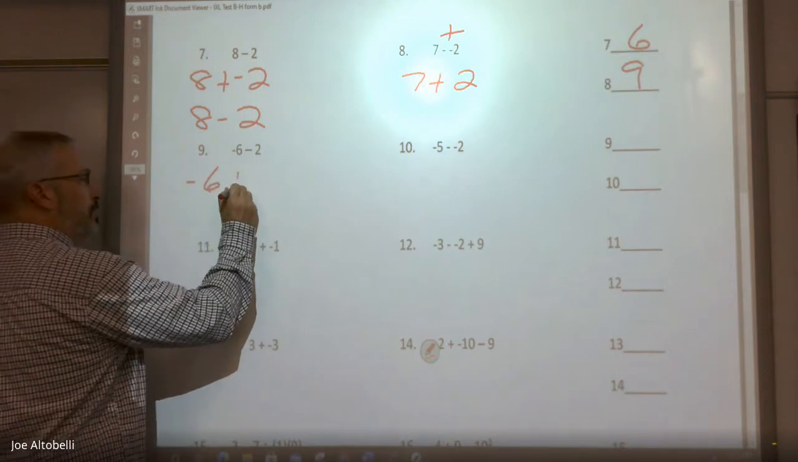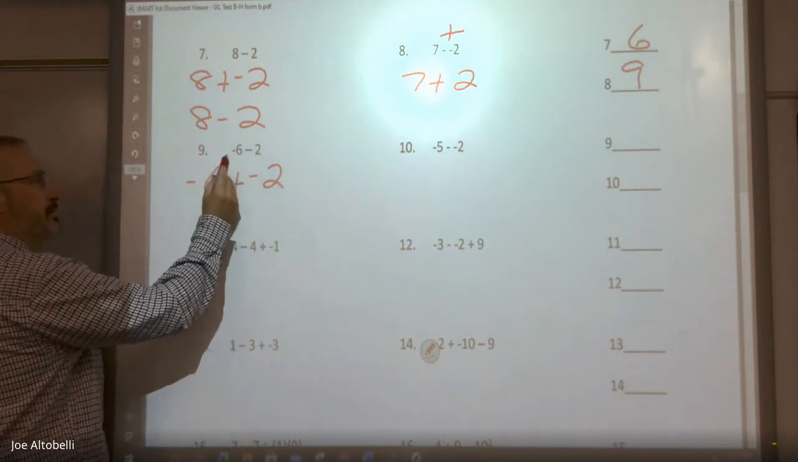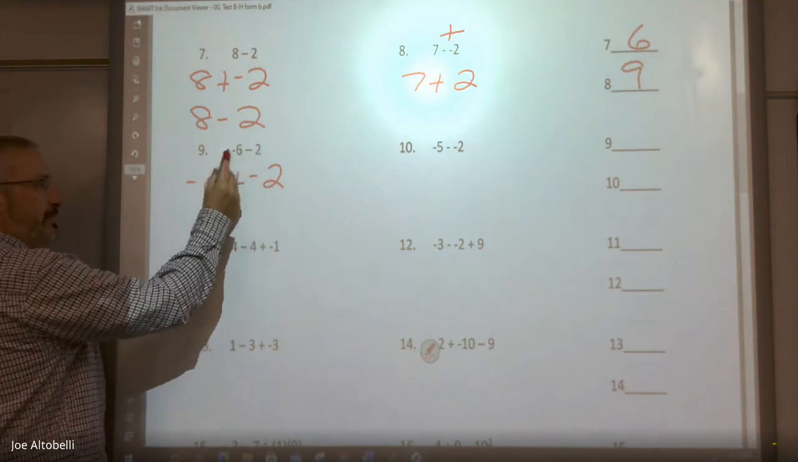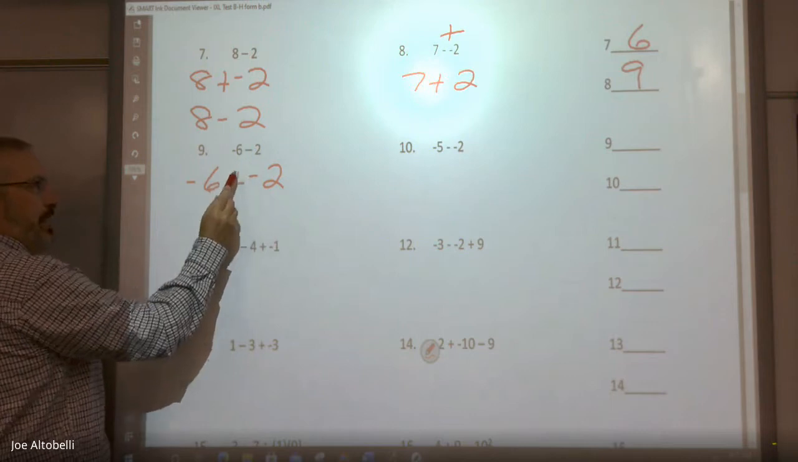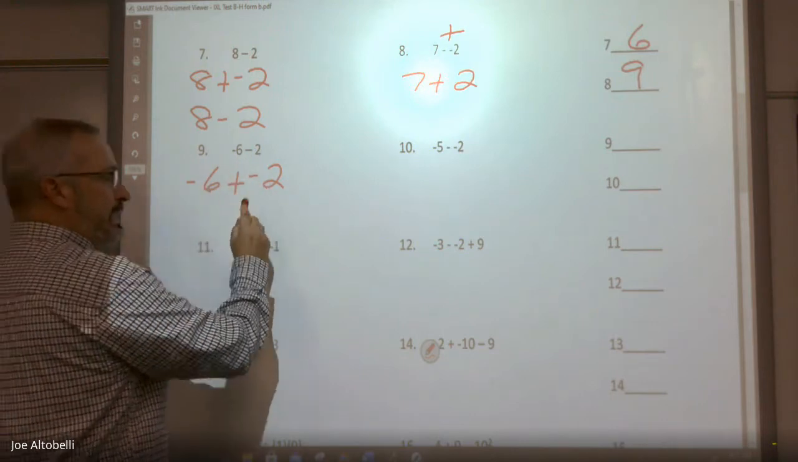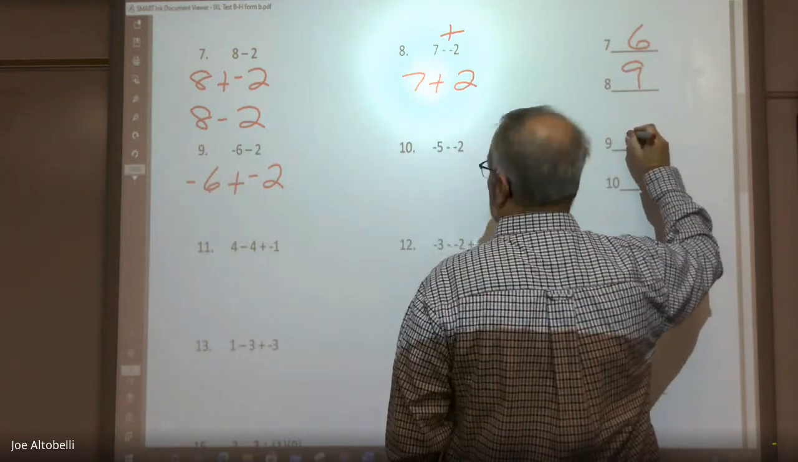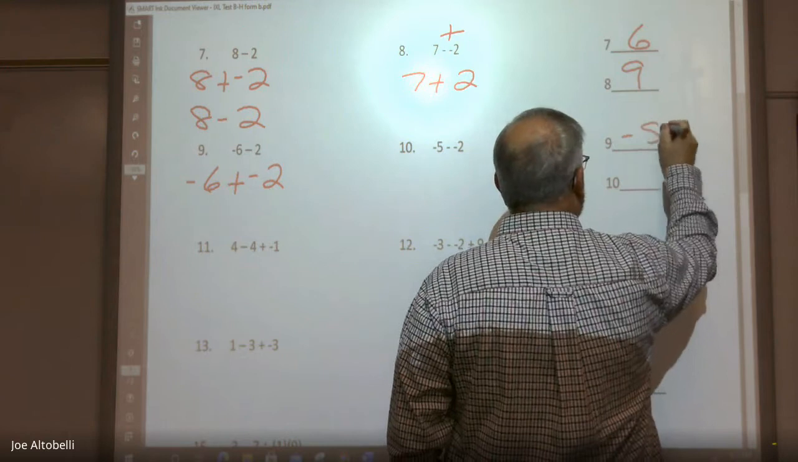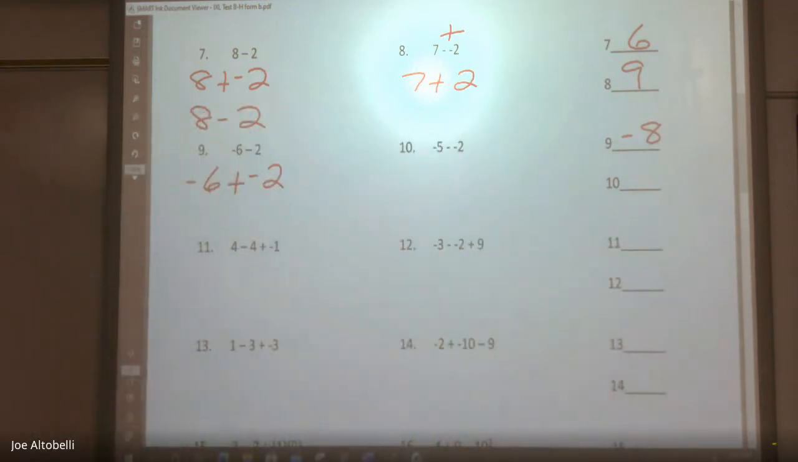-6 plus a -2. Some of you from here, you can get the right answer of a -8. Some of you can't. So rewrite it, subtracting to adding the opposite. I'm adding, they're both negative, so I just add them and keep it negative. Number 10.